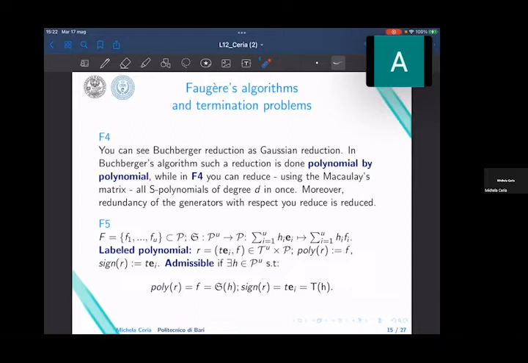You make Gaussian reduction on the matrix, and this allows you to reduce all these S-polynomials only once. If you get some non-zero row from this reduction, you check the leading term of the corresponding polynomial, and you say, well, if the leading term is not a multiple of something that you already have, you put it in the basis. And this kind of algorithm terminates when everything goes to zero.